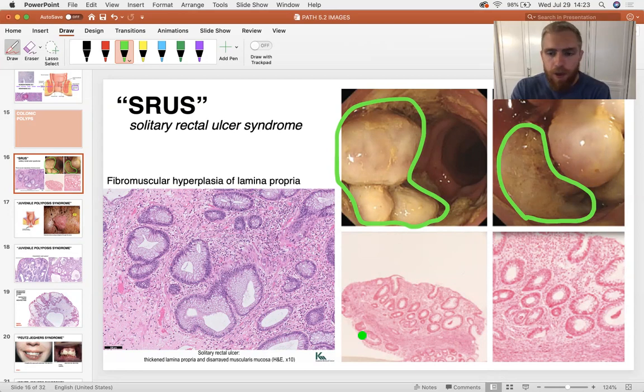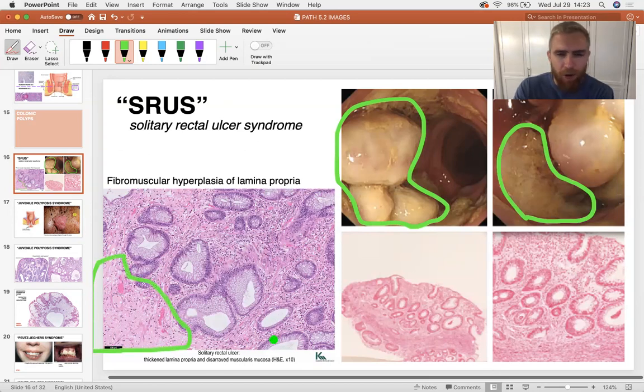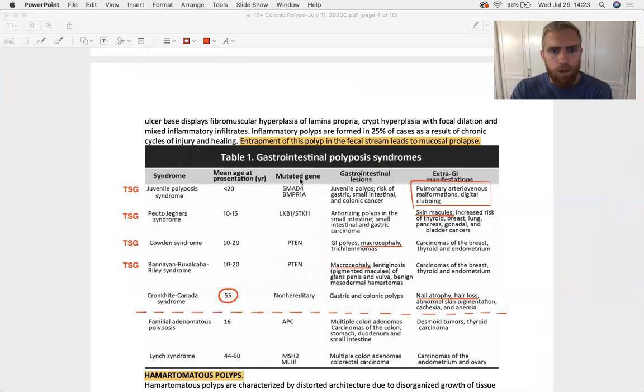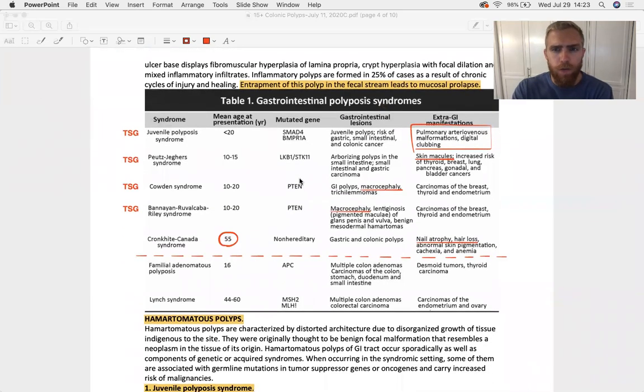And if we look at the histology of one of these ulcers or polyps specifically, you see a really big, thick lamina propria, and you don't see a ton of glands, and that's going to differentiate a little bit from UC. And I think that in UC, you see a way heavier immune cell infiltrate as well. So that's solitary rectal ulcer syndrome.